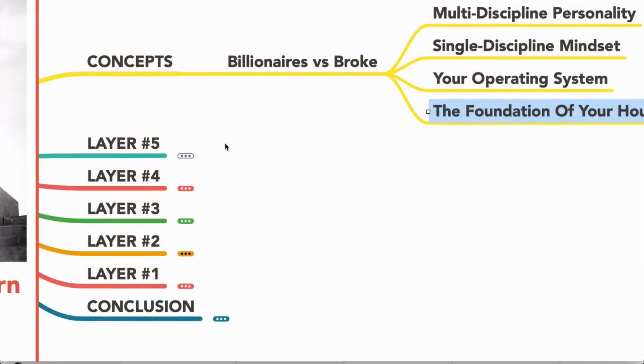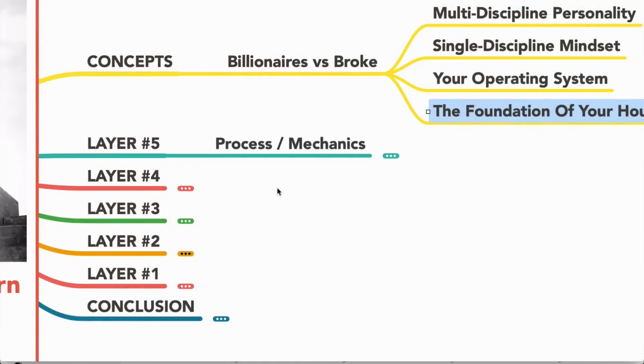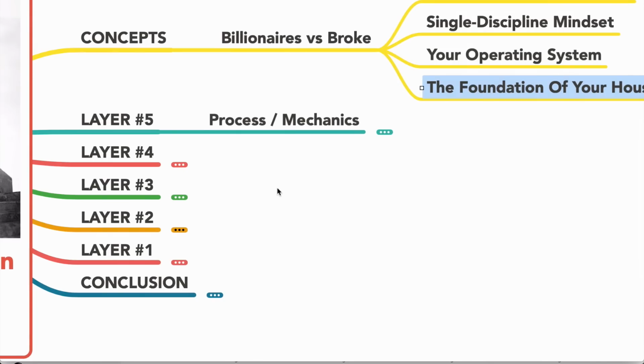So let me uncover all the layers first, from above to below, and then I will elaborate from down to top. The surface level layer, the things on the top, is all the processes and the mechanics. For example, how to run ads, how to do this, which tool to use, which software to use, which button to press, which platform to use. All of this comes under processes.